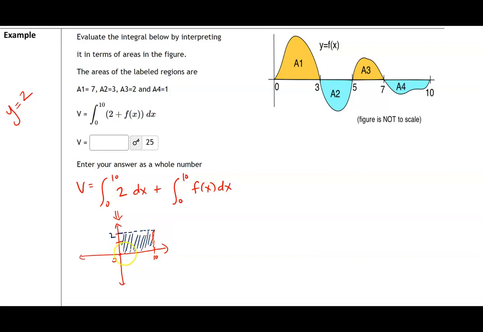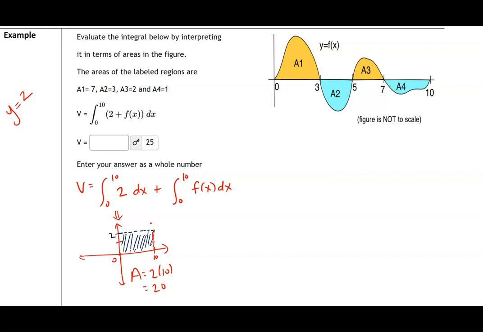Okay, this rectangle is going to have a length of 10 and the width of 2. It's going to be a 10 by 2 rectangle. So its area is going to be 2 times 10, which is 20. So when you have this line y equals 2, if you're looking at it geometrically, it's going to have a rectangle between 0 and 10, and the area is going to be right below it. That'll be 20. Now, what about for f of x dx?